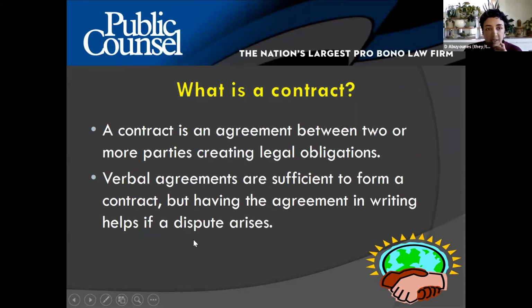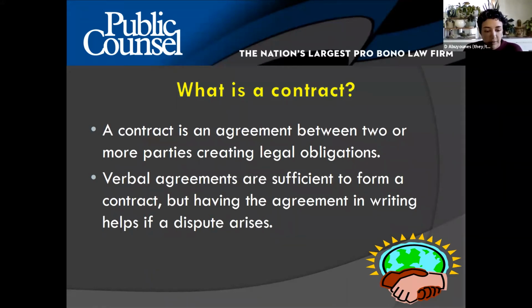So first, what is a contract? A contract is an agreement between two or more parties creating legal obligations. Verbal agreements are sufficient to form a contract, but having the agreement in writing helps if a dispute arises. So some more legal jargon: a contract is a binding promise. So basically you do something and I do something for you. So we're exchanging promises there.